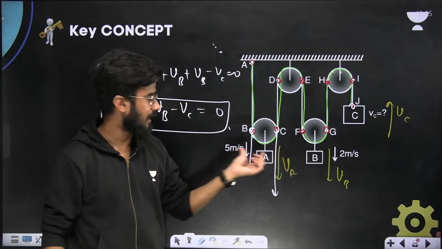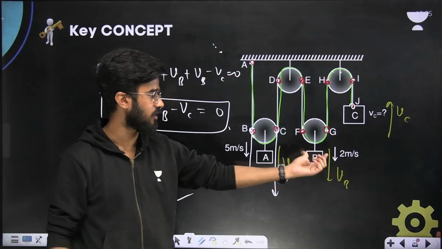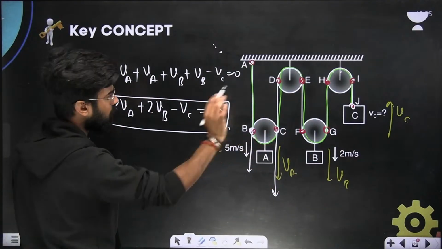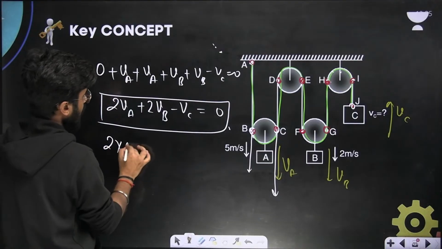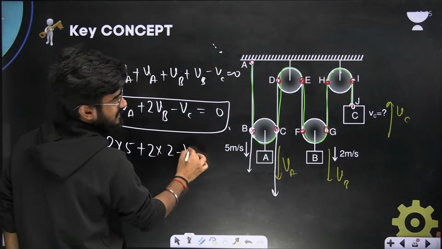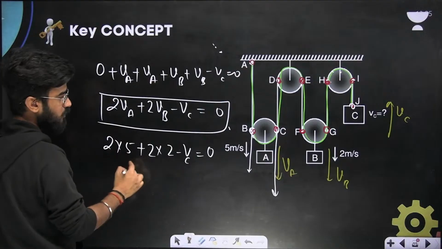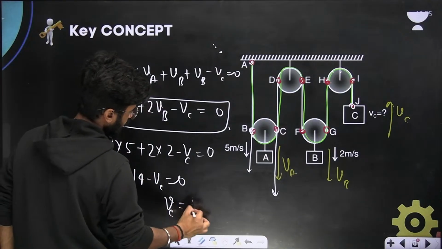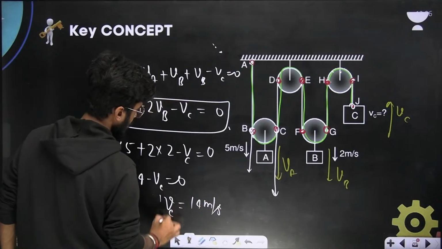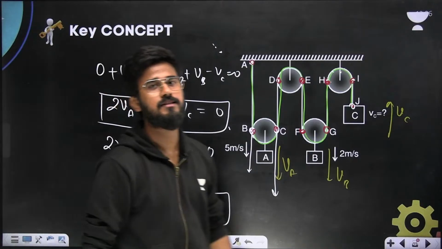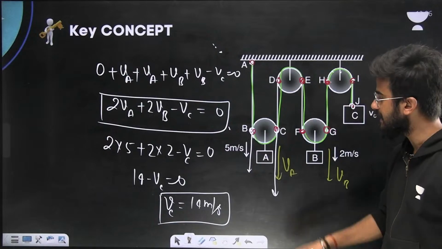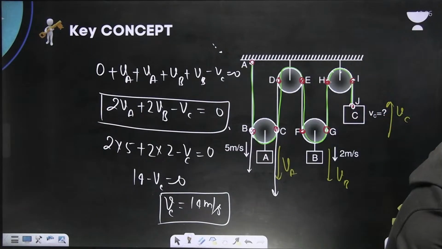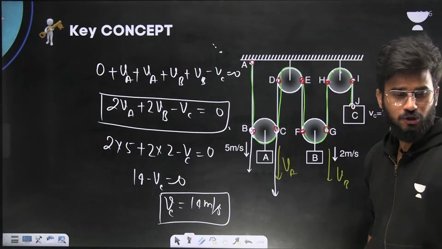We have been given that this block is moving downward with these velocities. So just put the values, 5, 2, or whatever it is. So 2 into 5 plus 2 into 2 minus VC, which we have to find out, is equal to 0. 5 2s are 10, 2 2s are 4, means 14 minus VC is equal to 0, means velocity of C is equal to 14 meters per second. So this is the velocity of this block C in the upwards direction. Got it? Got it till here? Any doubt, any confusion? Should we move on to the next thing?